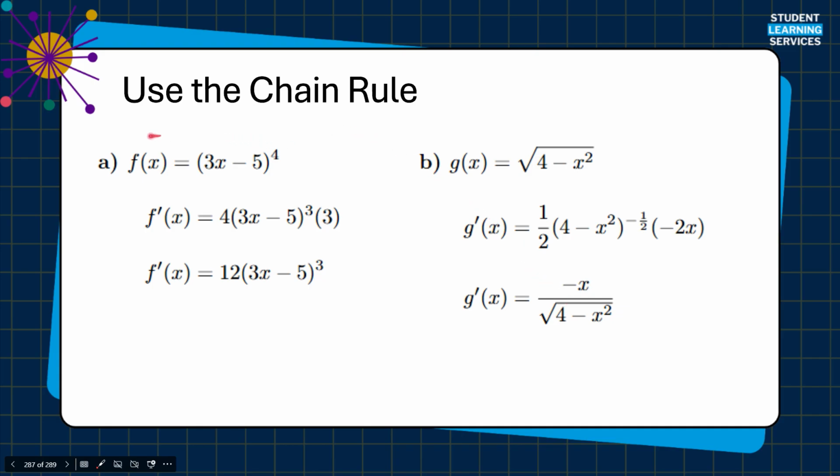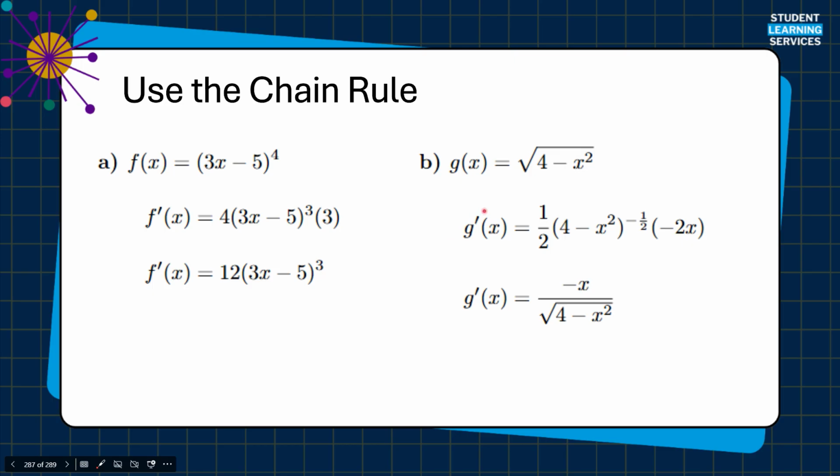Let's look at this function: f(x) is equal to (3x minus 5) to the power of 4. We can see that the inner function is 3x minus 5, and the outer function is x to the 4. To differentiate this, we use the power rule for x to the 4, which is 4 times the thing inside to the 3, and then multiply by the derivative of the thing inside, the derivative of 3x minus 5, which is 3. And then it will be equal to 12 times (3x minus 5) to the 3.